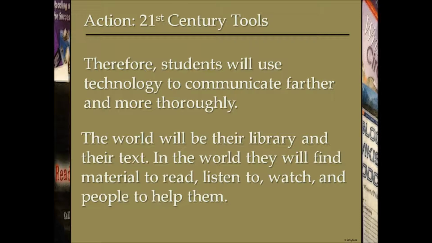It's their text. In the world, they find the material they need to read, listen, watch, and they find the people that will help them with anything they want. And so how can a teacher who only wants to teach from a textbook, one page at a time, compete with the world like that? You can't. And that's not preparing students for the future.